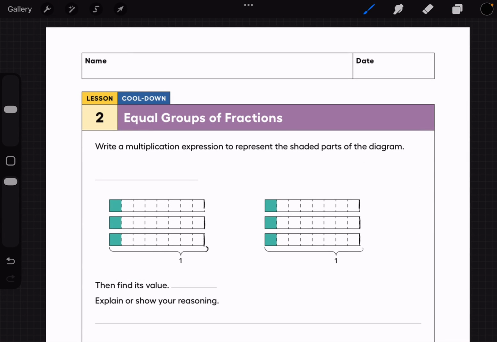Hello, if you're still having trouble with our lesson 2, equal groups of fractions, then hopefully this can help you figure it out a little bit.